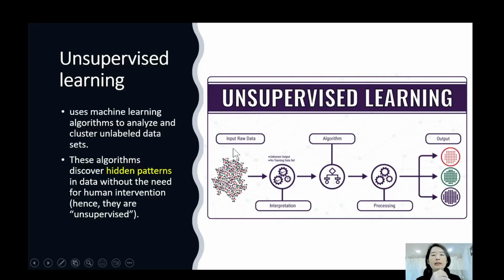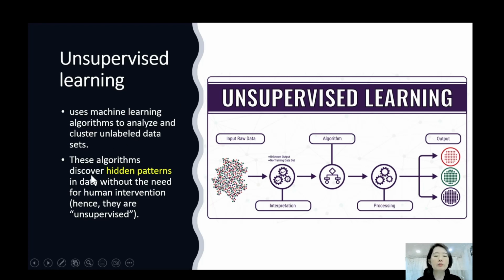Let's come to the second category of machine learning, which is unsupervised learning, which uses machine learning algorithms to analyze and cluster, meaning group or categorize, unlabeled data sets. At this moment, you don't interfere, you don't label any of the columns, which one is input, which one is output, but you just give the raw data to the machine, and the machine is going to interpret it, come up with the algorithm to group or cluster the people, or group the objects or categorize them.